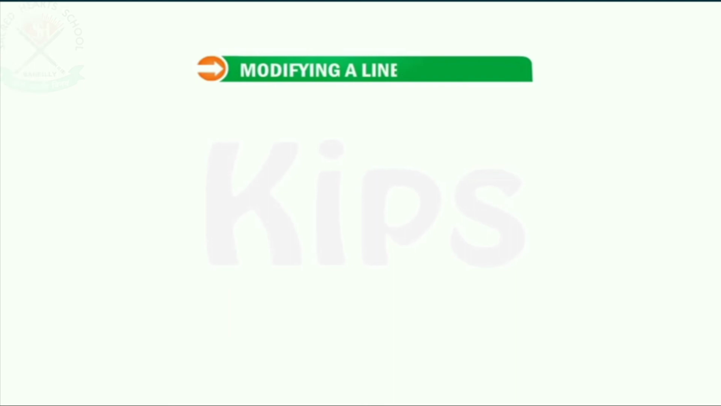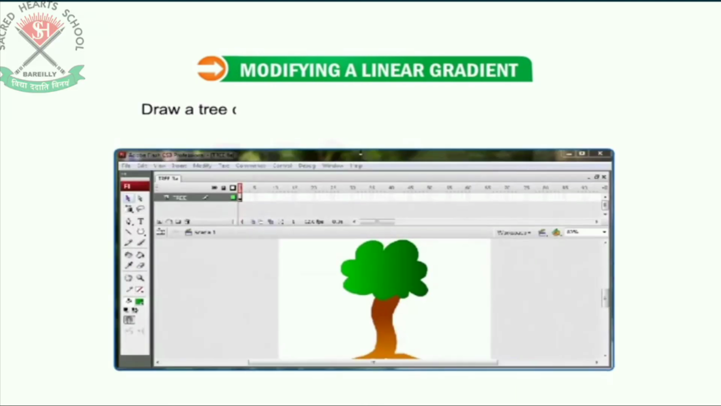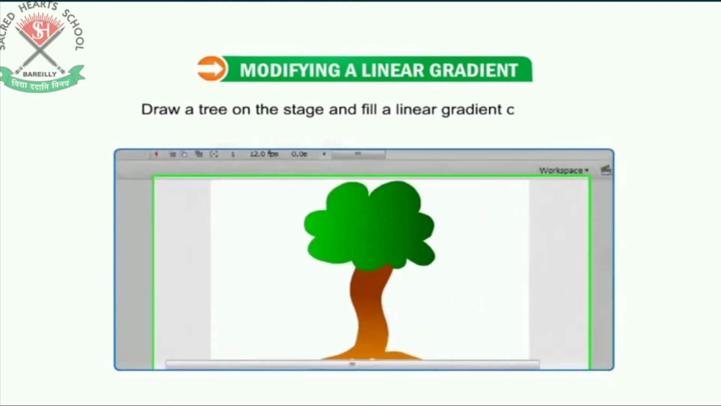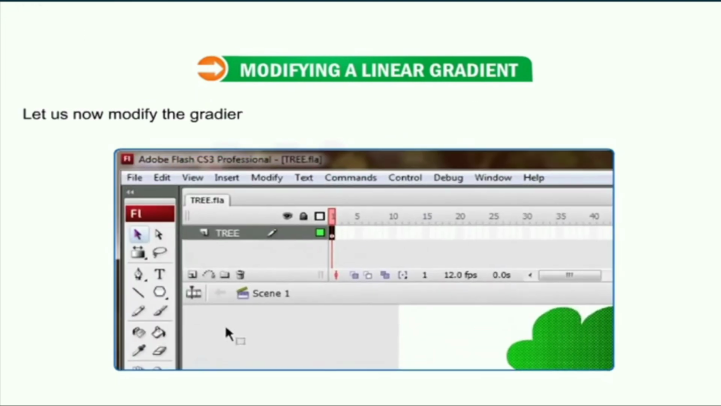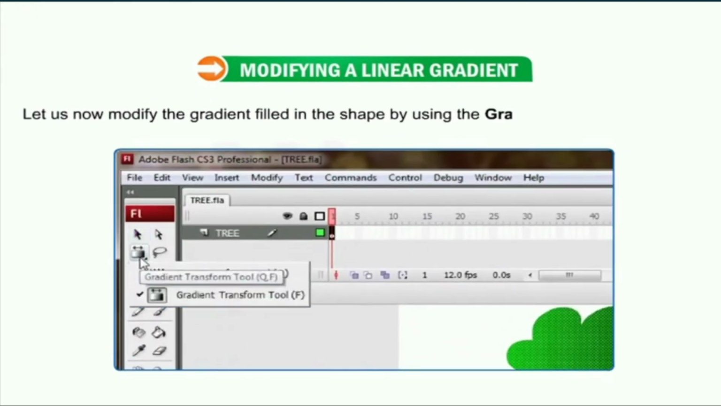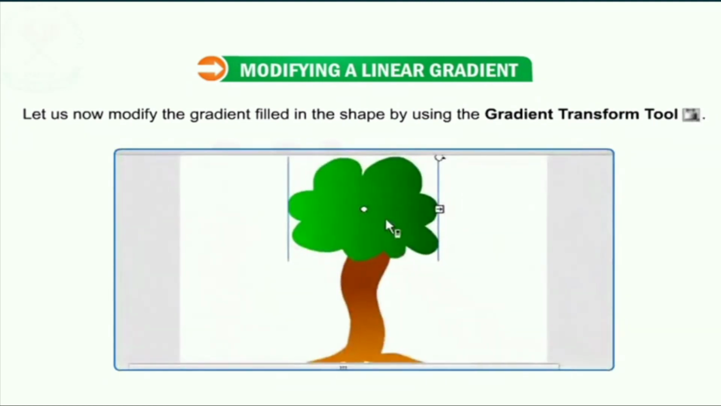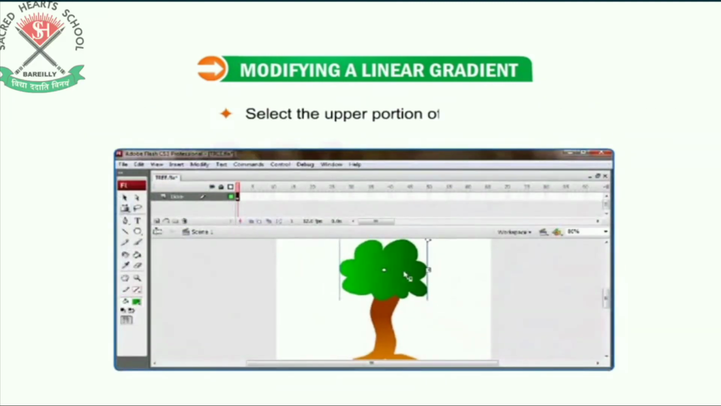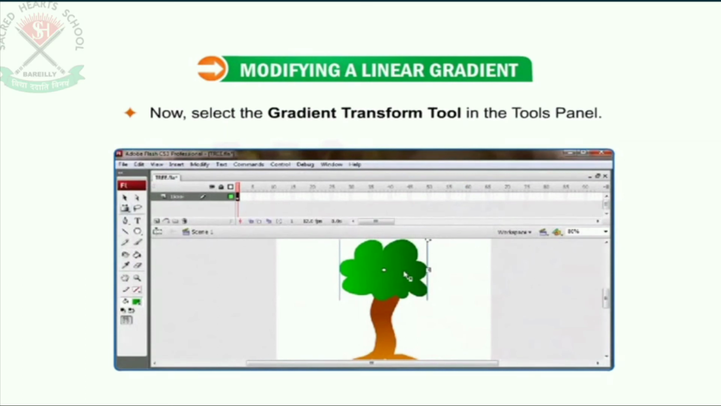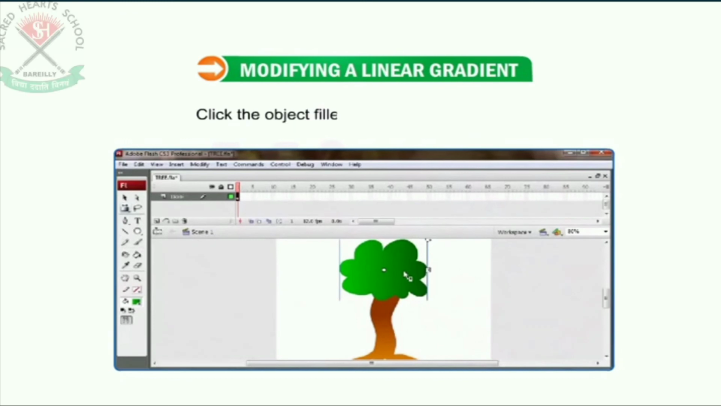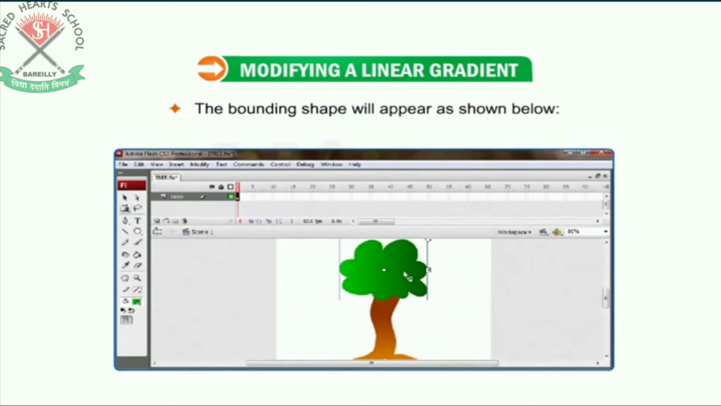Okay, now let us see how to modify a linear gradient. Draw a tree on the stage and fill a linear gradient color in it. ठीक है, हम इसको select करेंगे. Then let us now modify the gradient fill in the shape by using the gradient transform tool. Gradient transform tool लेंगे, select the upper portion of the tree. Now select the gradient transform tool in the tools panel. Here click the object filled with gradient color in it. Now the bounding shape will appear as shown in the figure.